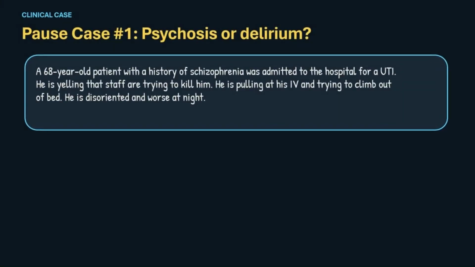So let's say that you're consulted by an internal medicine doc about a 68-year-old patient with a history of schizophrenia who was admitted to the hospital for a UTI. Now he's yelling that the staff are trying to kill him. He's pulling out his IVs, trying to climb out of bed.